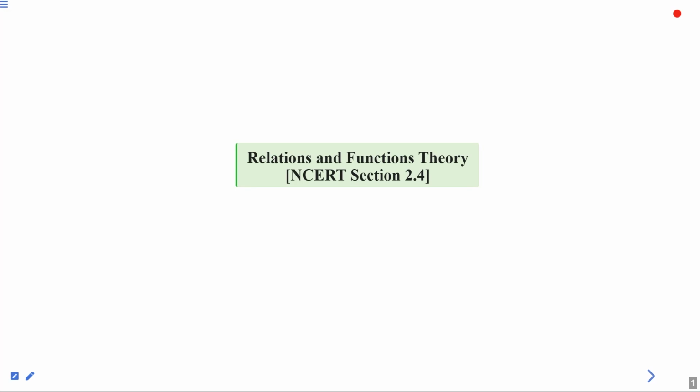In today's session, we will be seeing relations and function theory, and we will be mainly covering section 2.4.